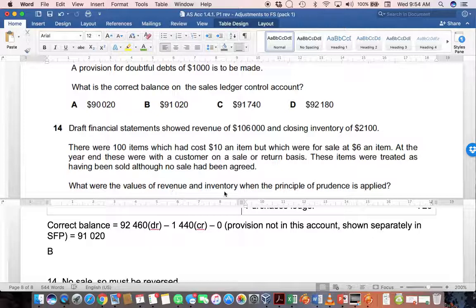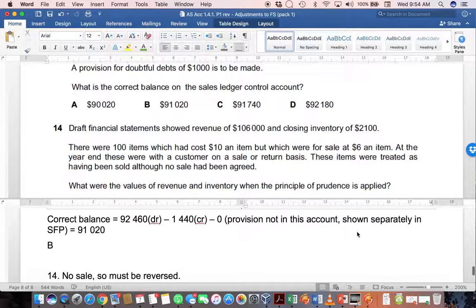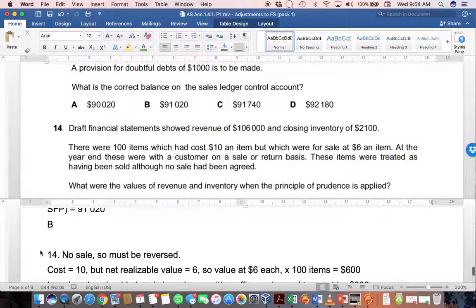What were the values of revenue and of inventory when the principle of prudence is applied? So we now need to adjust these two figures here, taking into account the fact that the sale did not happen. So we need to reverse the sale that didn't actually take place. Firstly, we need to consider, are we going to value them at the cost of $10 or the selling price of $6? Remember, we want to show stock at the lower of cost or net realizable value. So because there's no sale, we're going to reverse it.